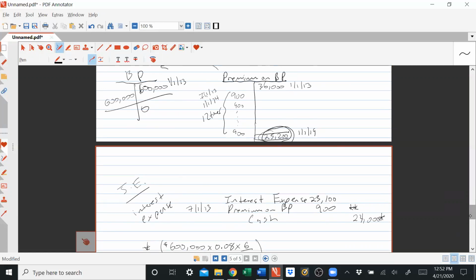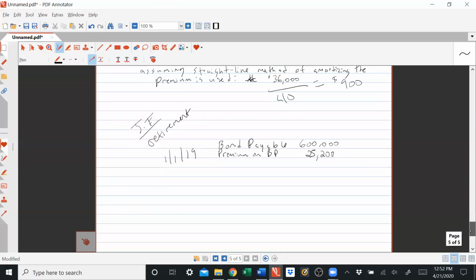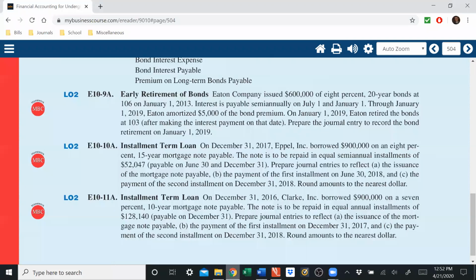Let me just check one more time. 900 times 12 is 10,800. And then we credit cash for, what did we have to pay to retire the bonds?